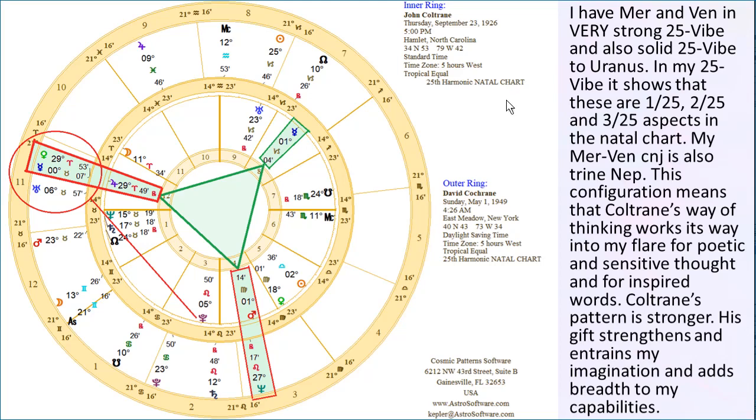And the fact that I have 2 planets almost exact is enough. You do not need 3 planets. You need 3 planets in the other person's chart, in John Coltrane's chart in this case. If that impacts even 1 planet in your chart, and especially if it impacts 2, then those planets are getting defined. They are developing. I'm in a developmental stage. I'm a teenager.